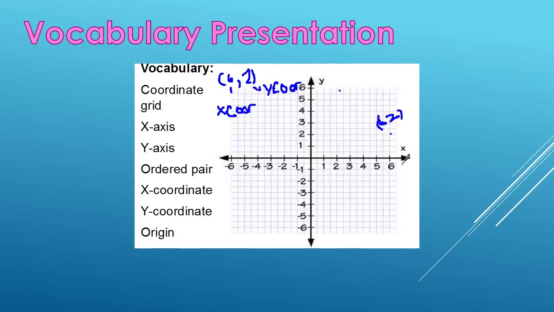Okay, and then the last thing I wanted to go over in preparation for tomorrow's class is the origin. The origin is where you have 0, 0. It's right here in the center of your coordinate grid is your 0, 0.